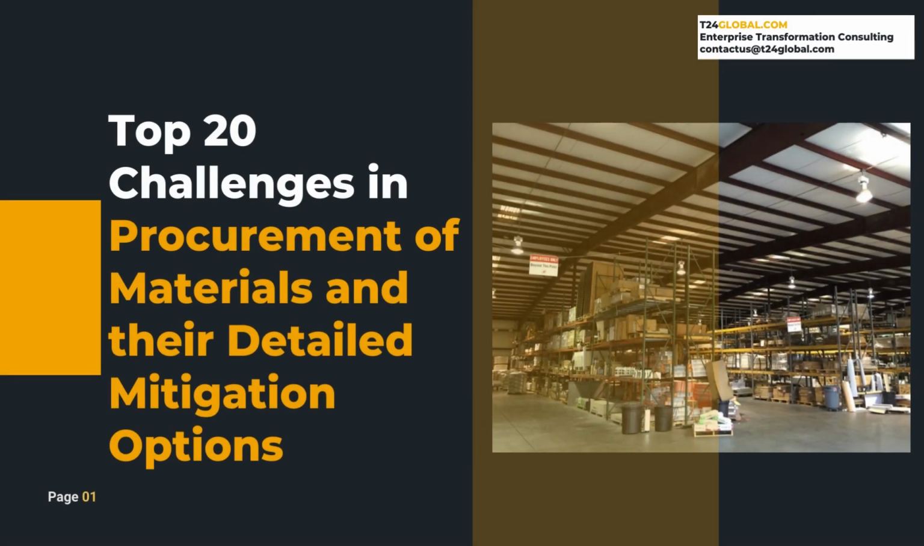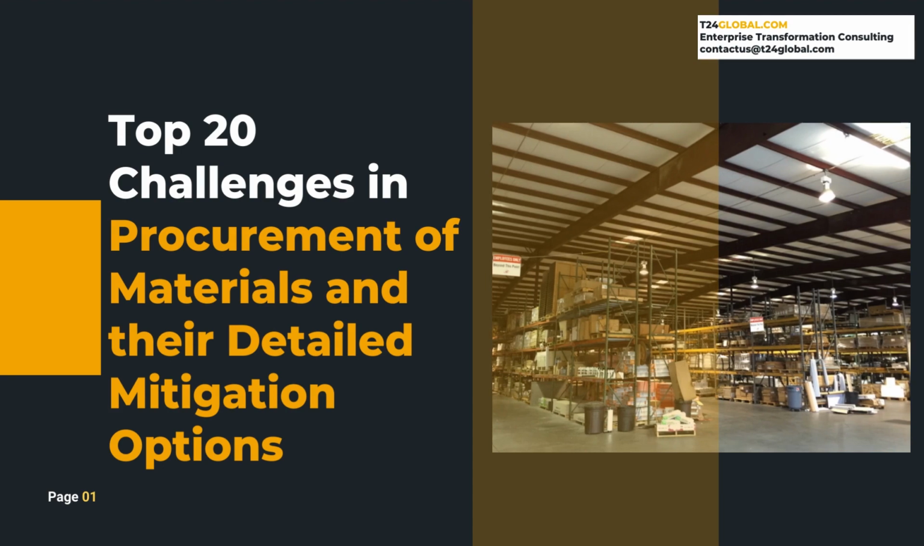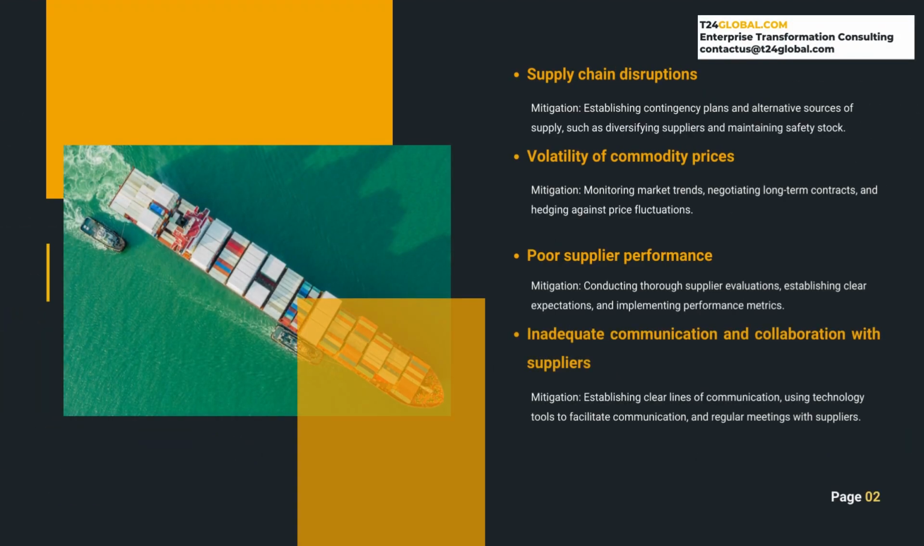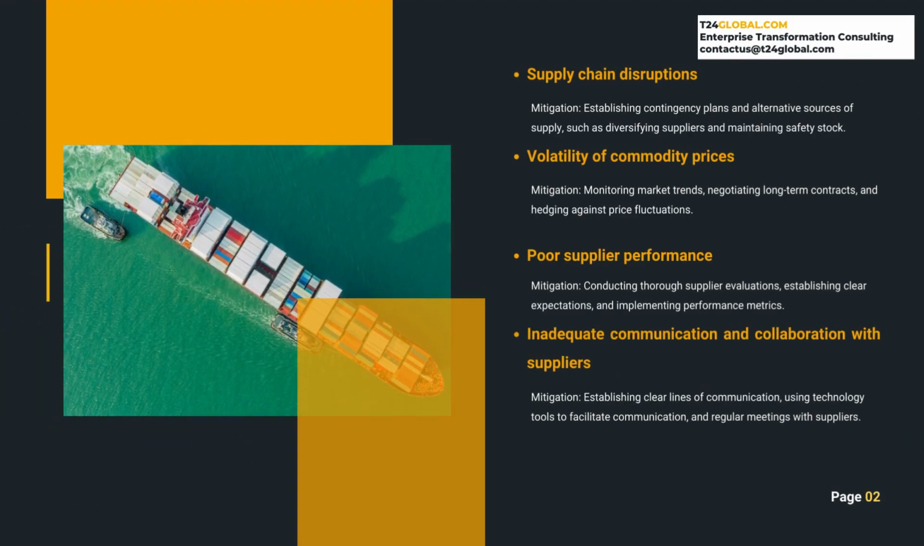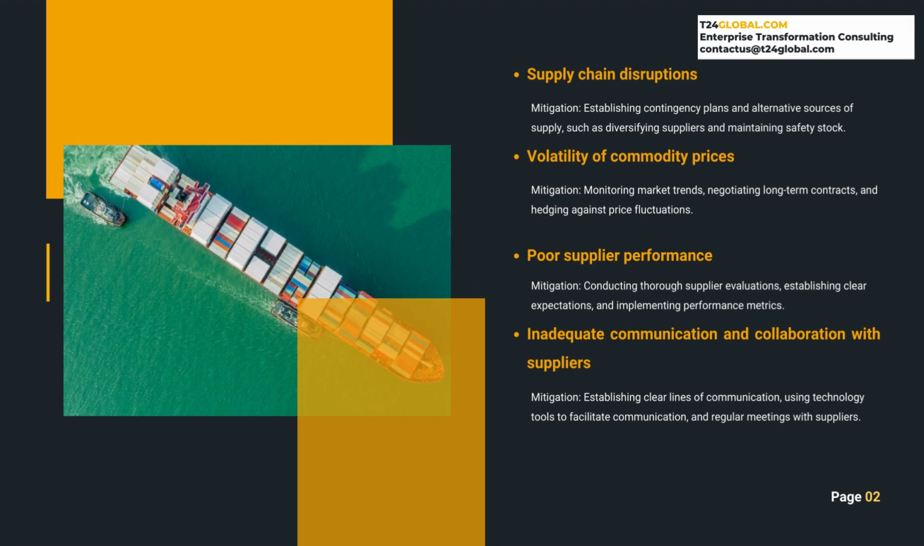Let's discuss key challenges in procurement of materials and their detailed mitigation options. 1. Supply chain disruptions. Procurement of materials is one of the key components of business operations in an organization. Any disruption in the supply chain can lead to major operational challenges.